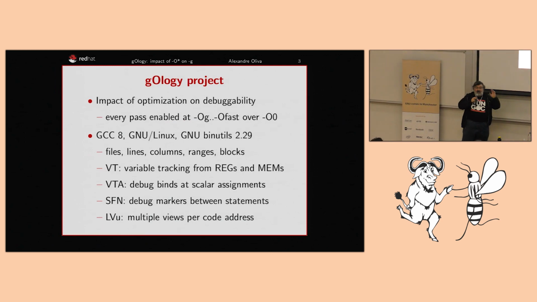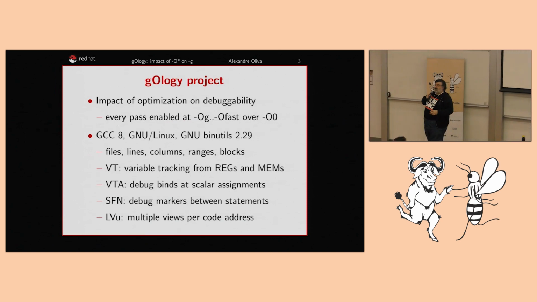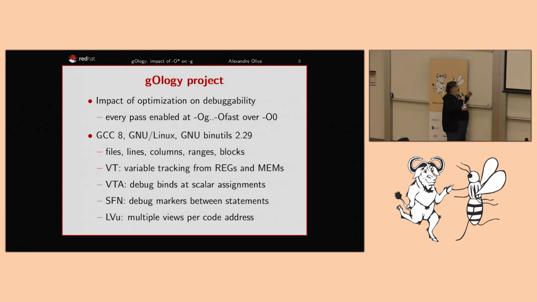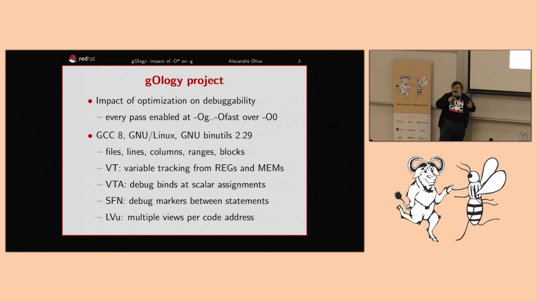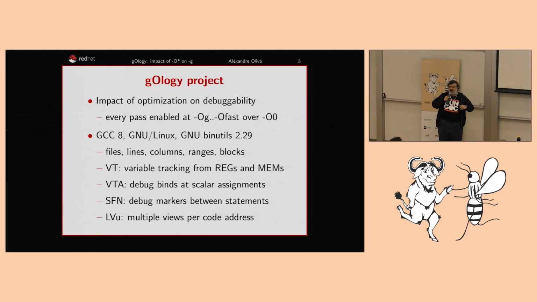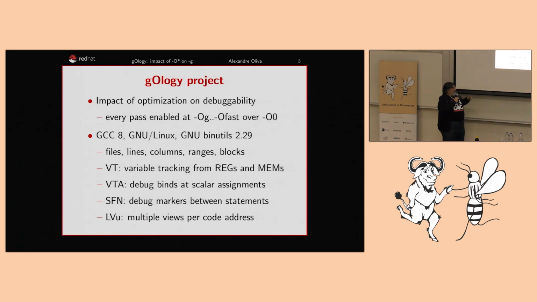So for this project, I went through all of the optimization passes in GCC that are enabled by -O anything you can imagine. And that adds up to 140 different flags and an infinite number of passes. So it was a lot of work.